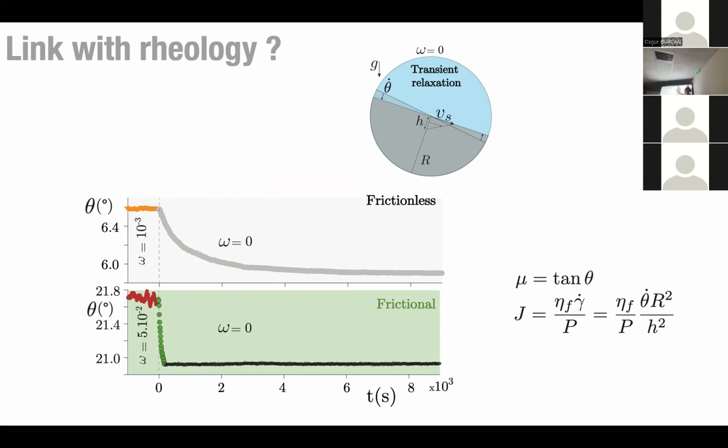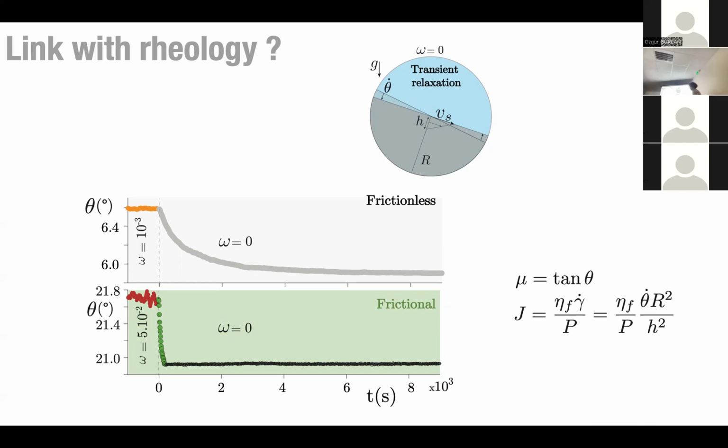We rotate the drum at a constant rotation rate, right? So we have a constant avalanche angle. And then we stop the drum, and we just let the avalanche relax until the grains stop moving. Okay. You can see qualitatively that for frictionless and frictional grains, the dynamics is very different. It takes a very, very long time for frictionless grains to relax, and it relaxes in a finite time for frictional grains.